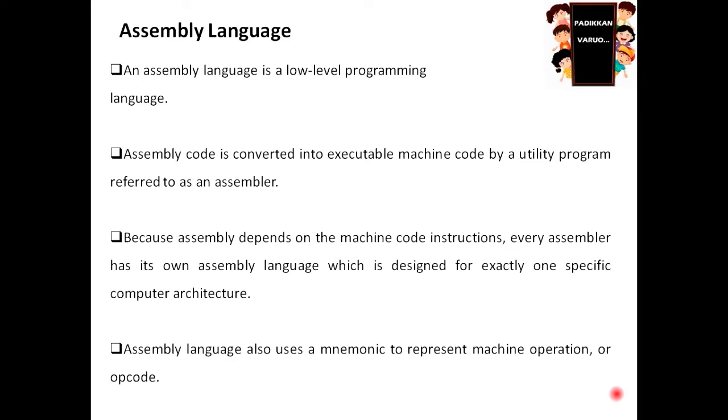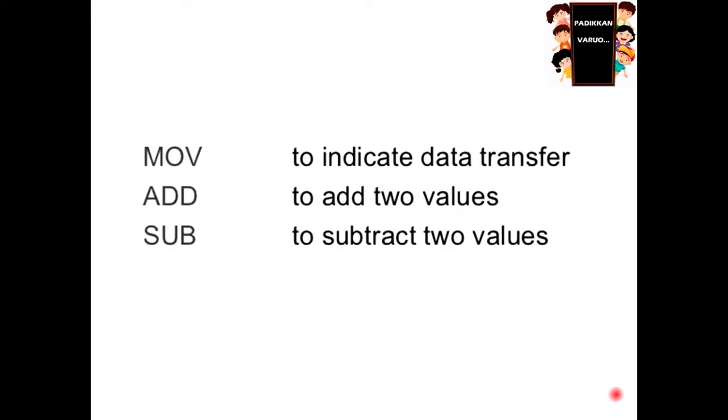Assembly language also uses mnemonic instructions to represent a machine operation. Here you can see some of the instructions present in the assembly language, that is move, add, sub, etc. Move is used to indicate data transfer. Add is used in the assembly language to add two different values. Sub is used to subtract values. There are a lot of assembly language instructions; this is some of the forms of instructions used.